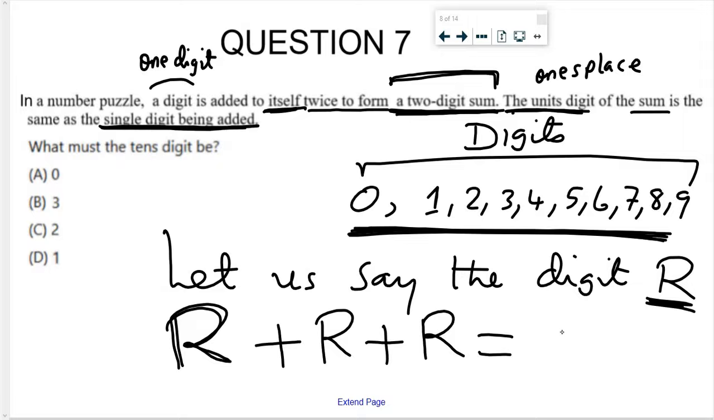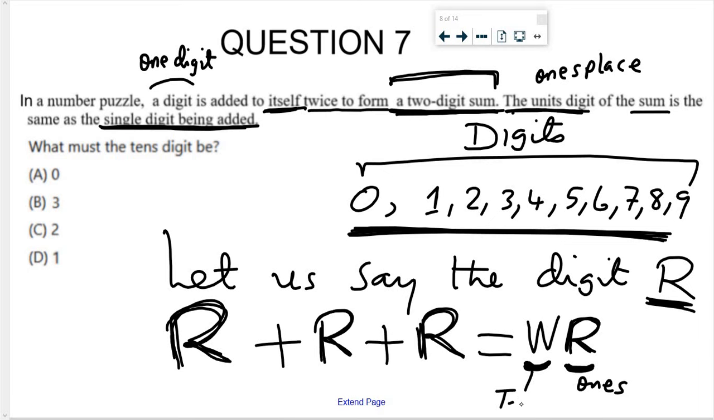So the sum is a 2-digit number, but the digit in the units place, or in the ones place, is the same as this digit here, which has been added to itself twice. But in this sum, the digit in the tens place is different. So this is ones and this is tens.